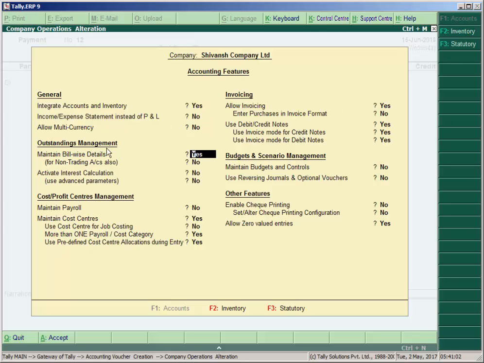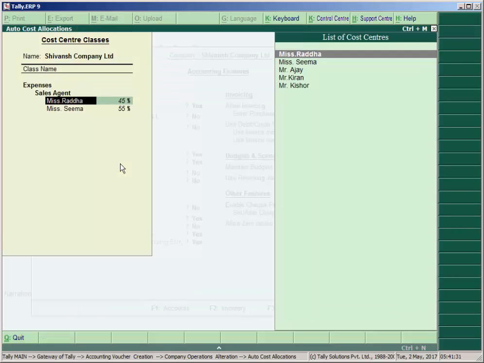Press F11 key and go to accounting features, outstanding management, put the bill-wise detail yes and non-trading also. Activate interest calculation, we make yes during the entries of charge interest on loan. So now we put only these two options yes here, bill-wise details and non-trading, and accept the accounting feature window.